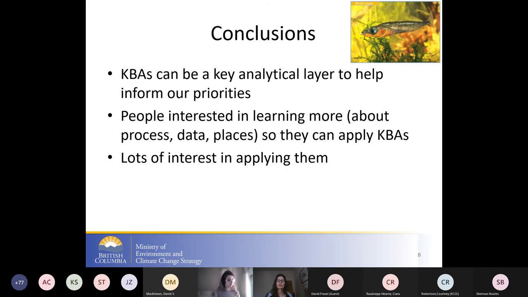And then more generally, what I'm hearing from people when I talk to them about KBAs and how they can be used is a lot of interest in learning more about them. So about the process, particularly a lot of interest about the data layers that go into these designations and decisions, whether they're compatible with the sort of processes that are in place. And then also, obviously, people are interested in where these potential KBAs are or where they will be in large part so that they can apply them in their work. So again, the take home message is there's lots of potential here for using KBAs in BC, and people are really excited by the opportunities that they present, it seems. Thank you.